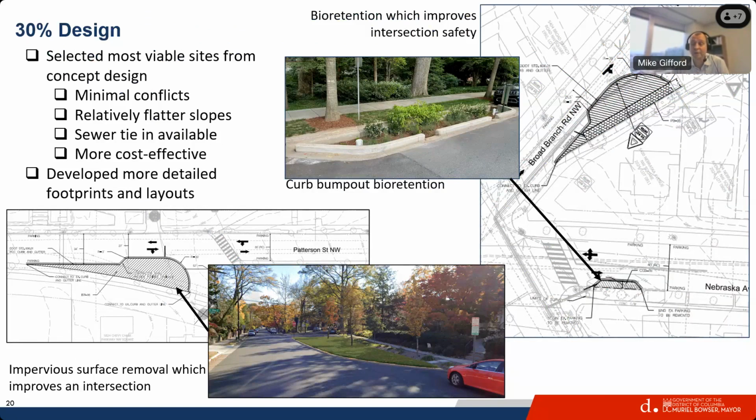So we were looking for minimal conflicts overall with parking, utilities, and like I mentioned before, the neighborhood context, relatively flatter slopes, as these facilities actually work best in flat areas, making sure that there were sewer tie-ins available. So those underdrains that Mavard had mentioned would tie into the storm sewer, as well as trying to make sure that we were doing cost-effective designs. For some of these, that meant slightly larger facilities. And as I mentioned before, making sure that we had the drainage area to the facilities that actually then allowed for a significant amount of treatment.